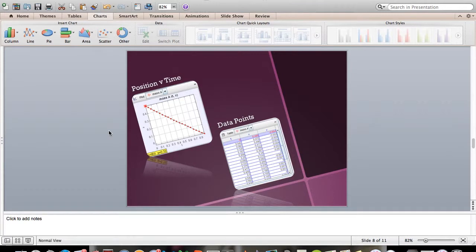Tracker also demonstrates a graph and data points, position versus time, and data points listed to the left of the screen.